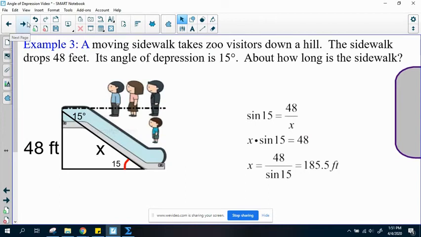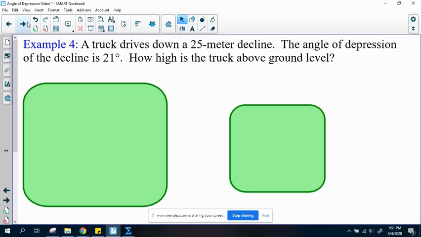So it really depends. Sometimes you're going to use tangent, sometimes you're going to use sine, sometimes you're going to use cosine. You've got to look at what you have. All right, I've got two more examples for you.